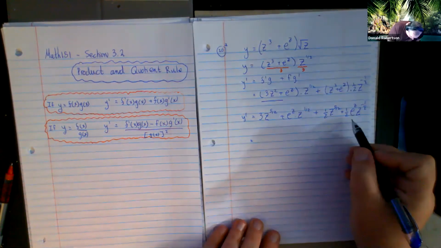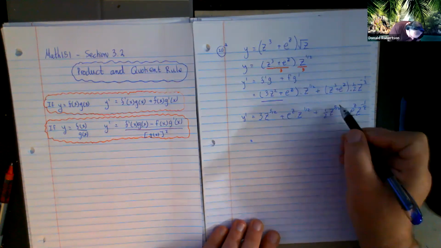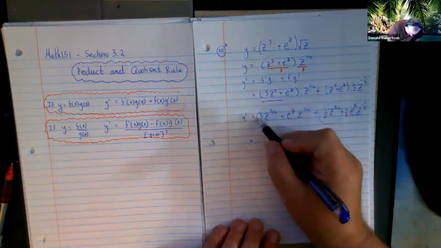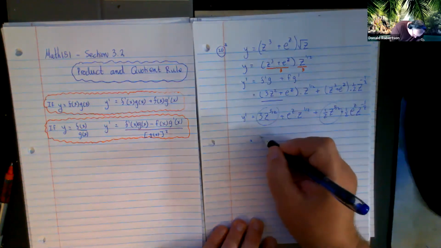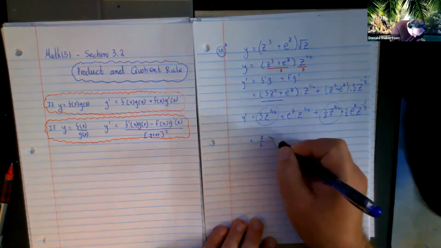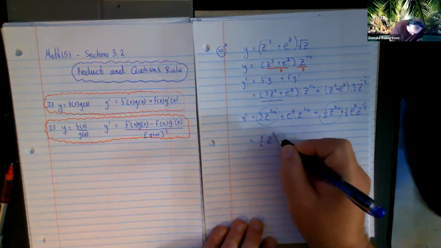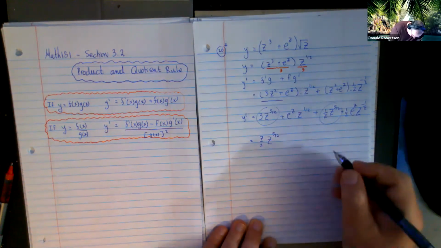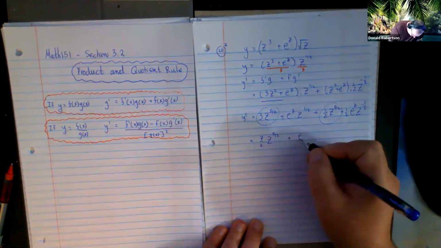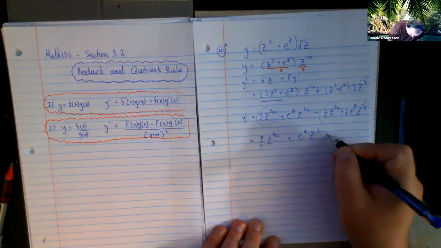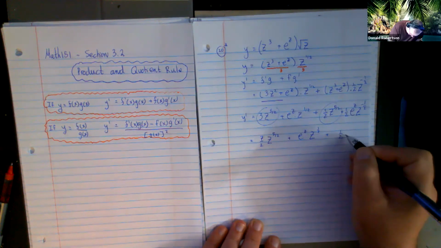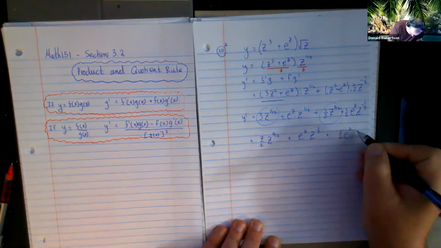Now, there's not an awful lot going on, but this guy and this guy can be combined. And what does that get me? It gets me 3.5 z to the power 2.5. And then I have an e to the z, z to the half. And then I have 1/2 e to the z, z to the negative a half.